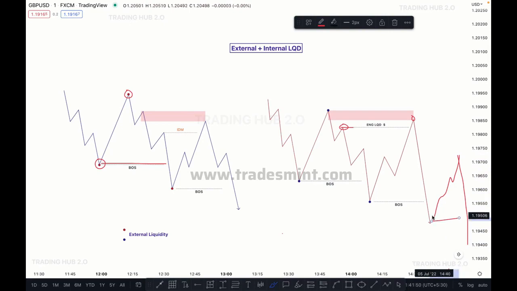So external liquidity works as fuel for the market to go higher, and internal liquidity is here. After taking out the internal liquidity, the main move happens here as an impulsive move, after taking out the engineering liquidity, after taking out the inducement, correct. So this is very important, you have to understand. Let me show you on the chart how we can read it and how we can trade it.